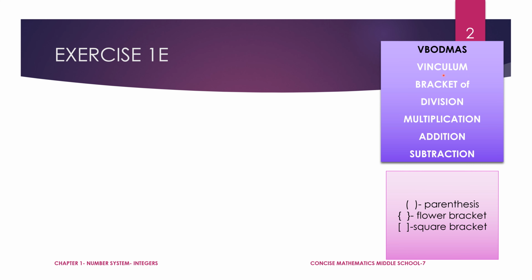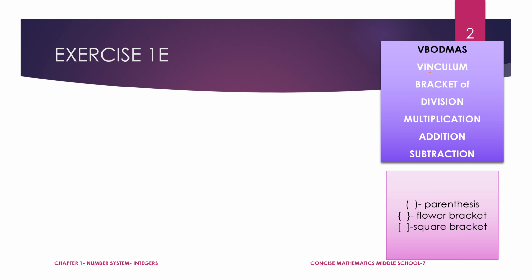Here always for a given expression or for a given value you need to first solve the vinculum, right? Vinculum should be solved first. Later on the bracket, if it is in parenthesis then this part should be solved first. Even inside the braces, you need to check for the division first. So division should be done first, and then the multiplication, then addition, and then subtraction.